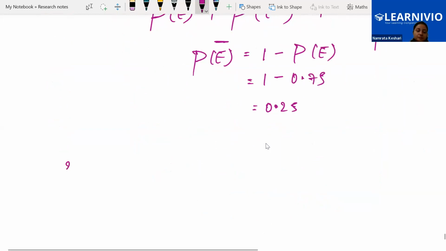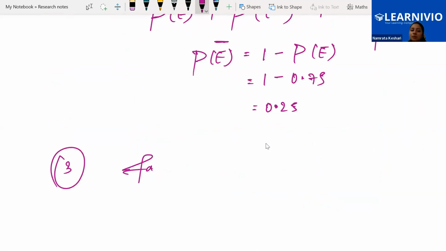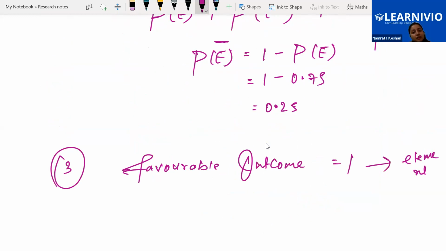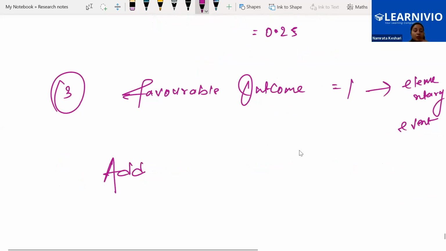Now the third one. Whenever the favorable outcome is 1, that's called an elementary event. And when we add all the elementary events for a particular case, like if we are tossing a coin, getting a head 1 by 2, getting a tail 1 by 2, these two are elementary events. When we added both of them, we got 1 as a result. Similarly, for the die we have seen getting 1, 2, 3, 4, 5, 6. All are elementary events. Why are we saying elementary? Because only one favorable outcome is there.